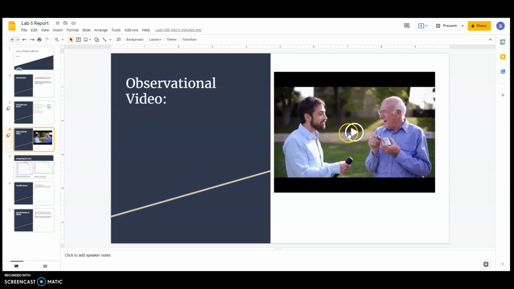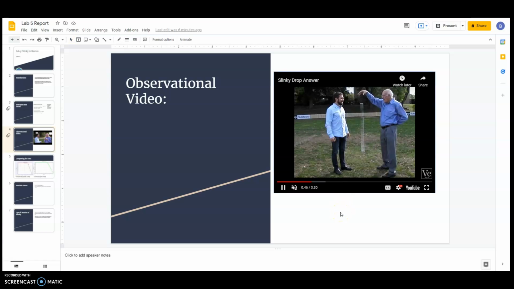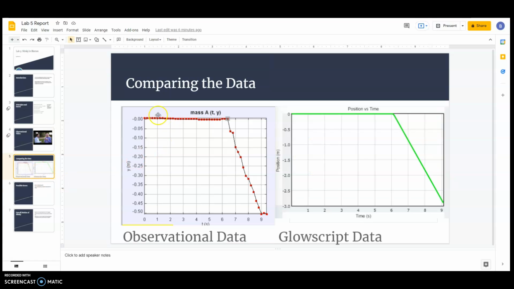This was the original video that we had to work off of for the Slinky. And as noticed in this video, the bottom of the Slinky didn't fall until the top of it met up with it, and then they both fell together towards the ground.